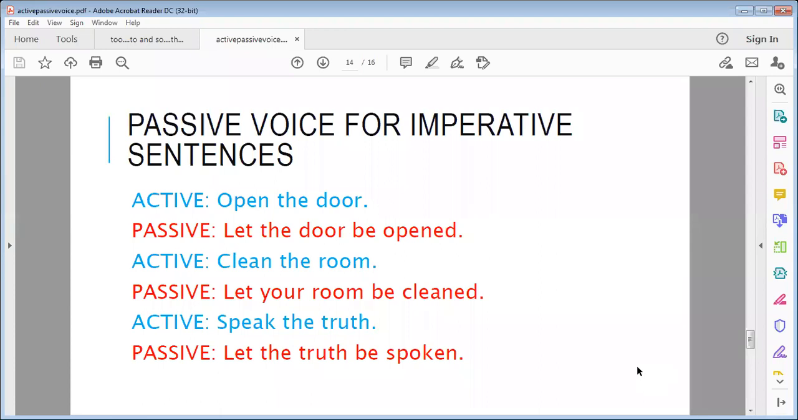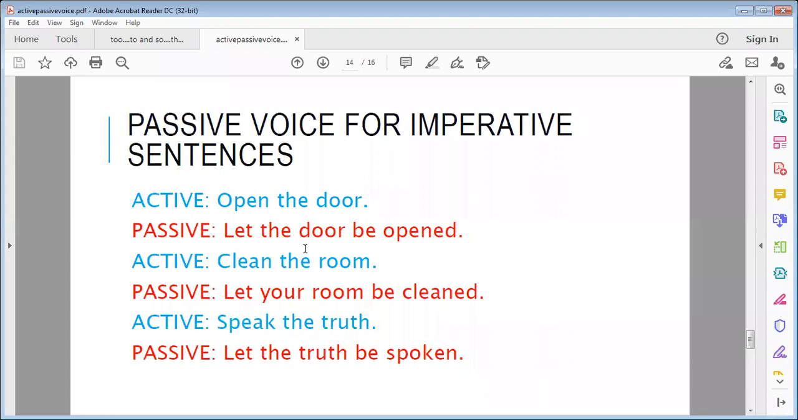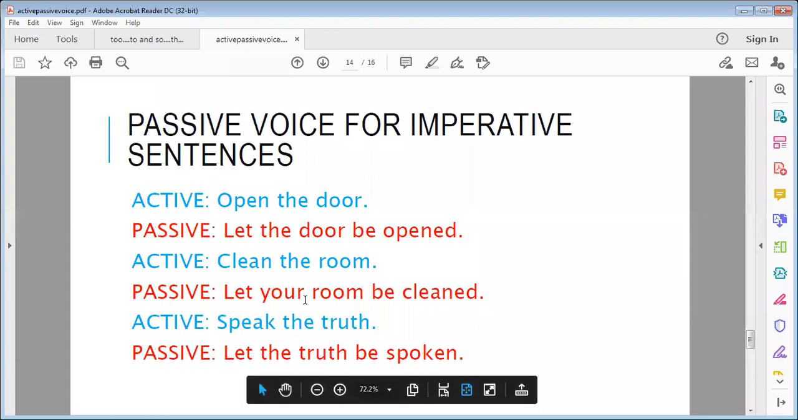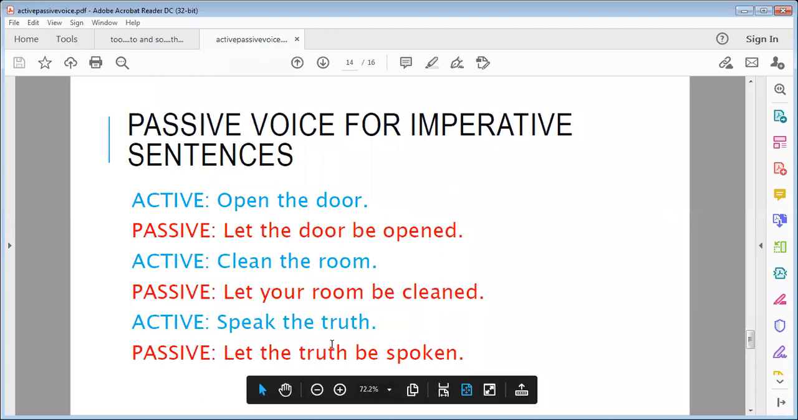Because the imperative sentence will always have an object present. Even if the subject is absent, imperative sentences do have an object. So you start with let, the object, the door, helping verb be, past participle of the verb, opened. Clean the room: let the room be cleaned. Speak the truth: let the truth be spoken.